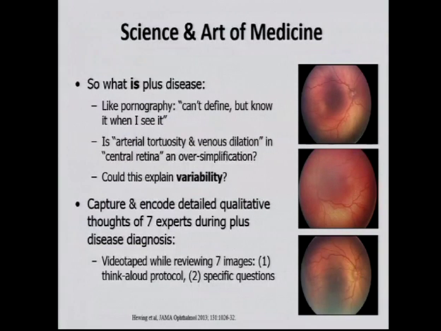So what's plus disease? I once gave a talk at a conference, and there was a course panel, and one of the other instructors says, well, plus disease is like pornography. Potter Stewart, a U.S. Supreme Court justice in the 1960s, defined pornography, and he says, well, I can't define it, but I know it when I see it. And so this buddy of mine says, well, plus disease is like that. You know it because it looks bad. I'm not sure if that's good enough. We want to do science and informatics. It's not good enough to say you know it when you see it.